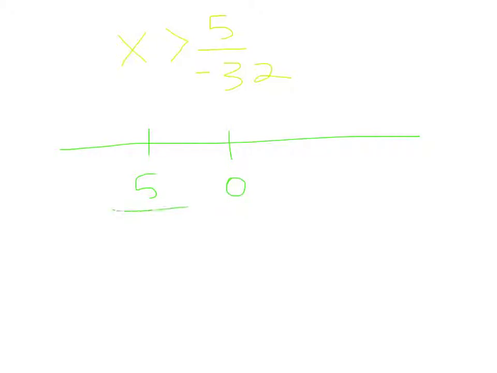Now I'm going to make a graph for x is greater than 5 over negative 32. So then we're going to put 0 there, and 5 over negative 32. And since it's just greater than, not greater than or equal to, it's going to be an open dot, and then a line going this way. And then it can be any number after that, so it's going to be an arrow.